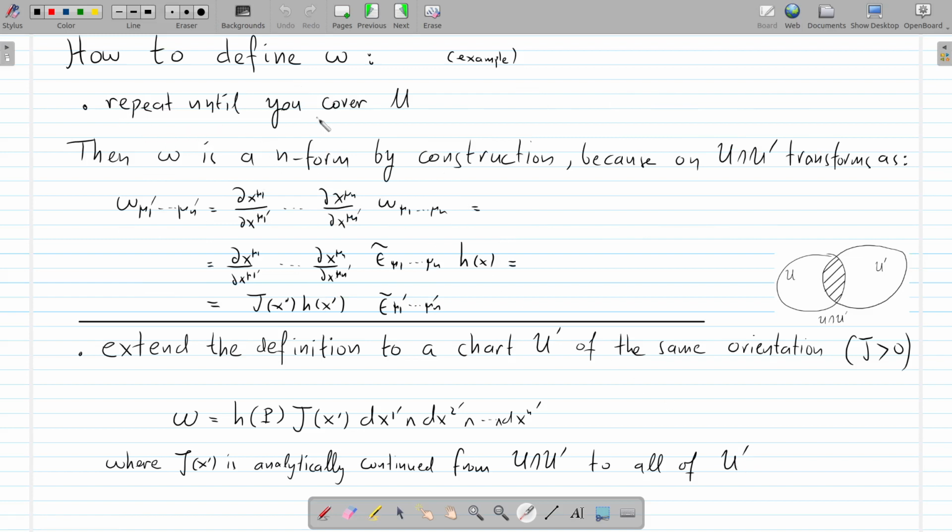So we repeat this with charts that cover the whole manifold. Then by construction, this n-form is indeed an n-form whose components transform as components of n-forms should transform. So you see, if we consider the components in a different coordinate system at the intersection of two charts, then these are indeed related by this relation, because if we substitute here the definition of the form, epsilon times h, then we will obtain the Jacobian times h in x prime, which is the definition of the components in the different coordinate system. So this is true for any pair of charts that have a non-trivial intersection, and that will give us an n-form.